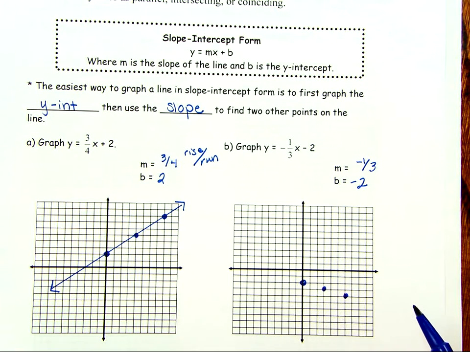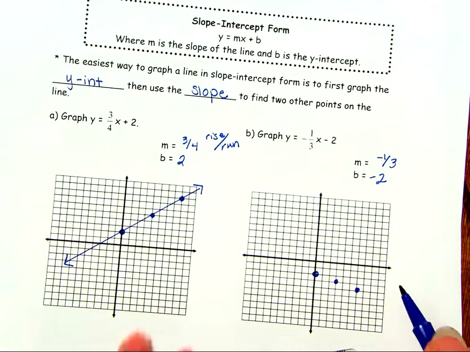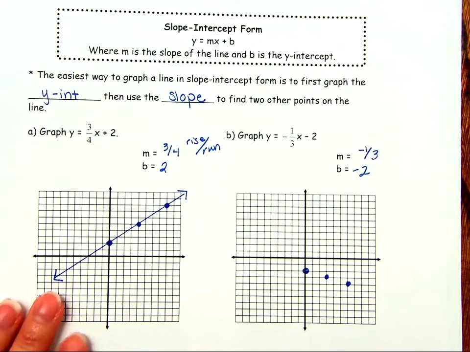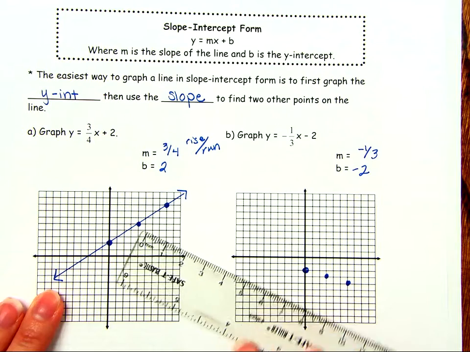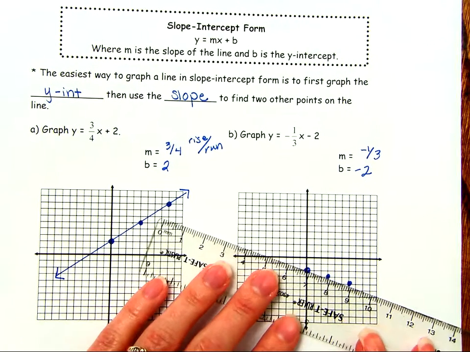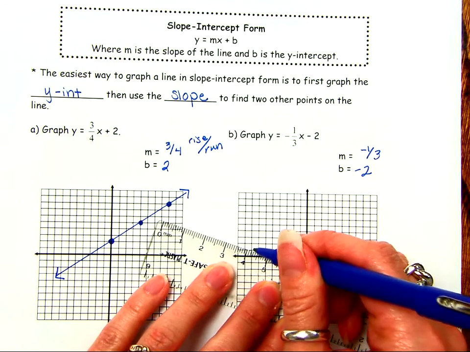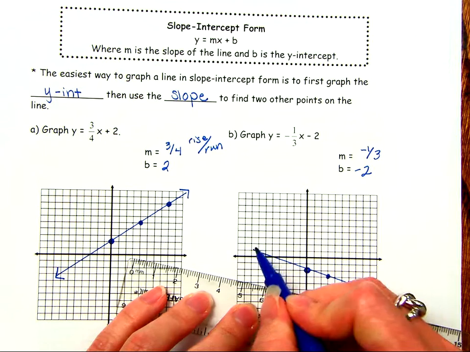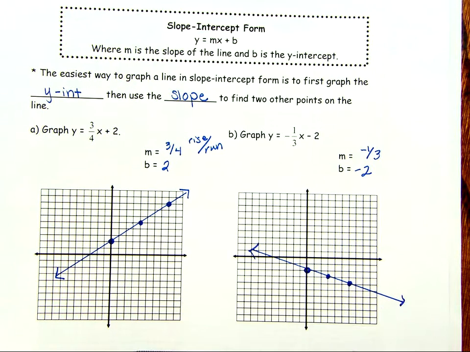Now, just because we went down, we are still going to move to the right, but we could go the opposite direction. So I could go up and left. I have my 3 points. I am going to take my straight edge and connect. And we have graphed our line.